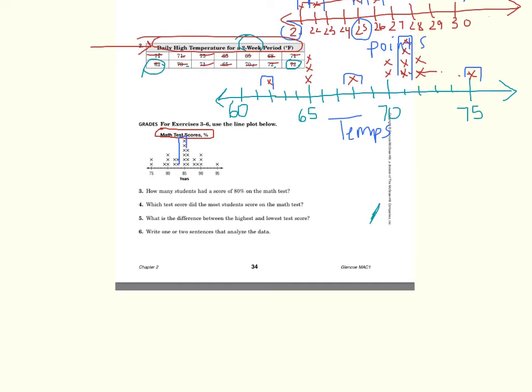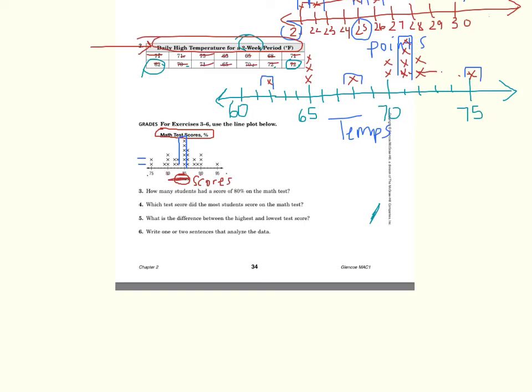Each X represents a person. There were 2 people that made 75s on the test. I wonder why there's no 100s on here. All right, now one thing that bothers me about this is at the bottom it says years. And I think that maybe the people that made this workbook were just copying and pasting a line graph from another problem and they forgot to change that. What would that be? Instead of years, that would be what? What are these numbers down here? These are scores. So that should say scores instead of years.